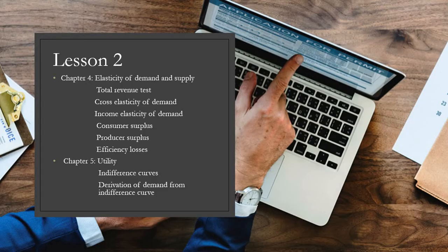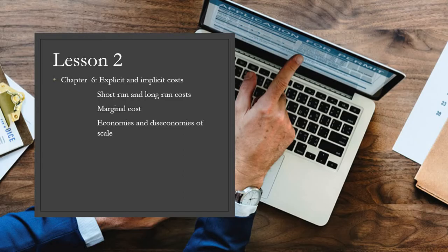Chapter 5 looks at utility or satisfaction. How do we measure utility? So between the 2 different types of utility that you get, cardinal and ordinal utility, how do you measure them? The one you're using indifference curves, so you're going to learn how to draw an indifference curve, and you're also going to learn how to derive the demand curve from your indifference curve. Then chapter 6, you're looking at costs, so you look at explicit and implicit costs, short run and long run costs, marginal costs, and economies and diseconomies of scale.